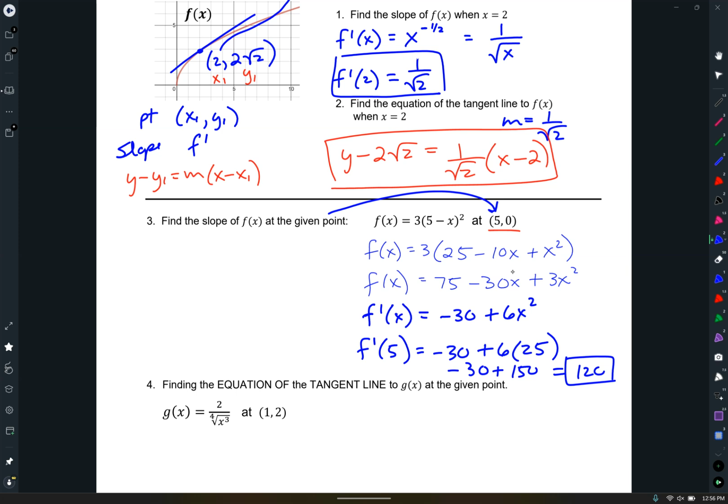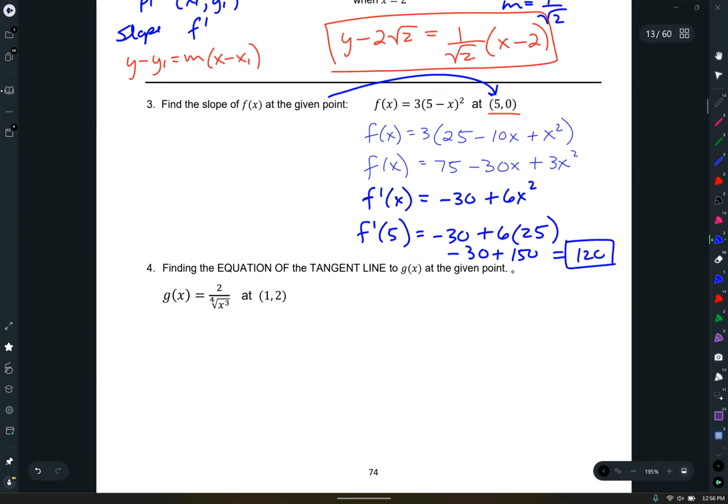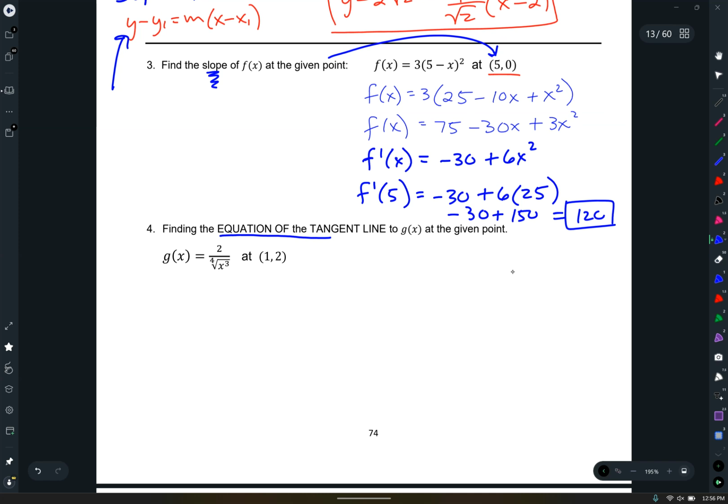Okay, so look at number 4. Find the equation. Up here, all they wanted me to do is find the slope. This time they want me to find the equation of the tangent line. So for the equation of a line, remember I'm thinking that y minus y1 thing at the given point. All right, so what 2 things do I need? I need a point. Check. There's my point, my x1, y1. And now I need a slope.